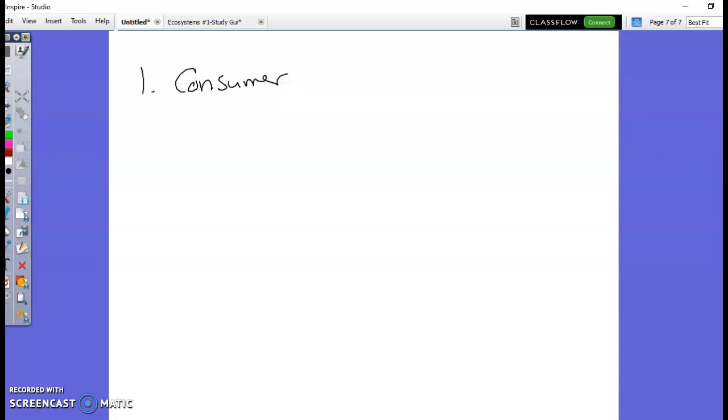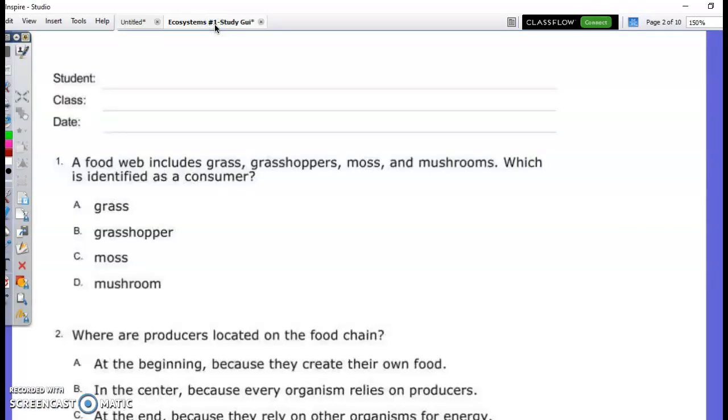What is a consumer? So, what is a consumer, class? Dawson says something that eats. That could be an herbivore, carnivore, or an omnivore, right? Correct? We go back. A food web includes grass, grasshoppers, moss, and mushrooms, which is identified as a consumer. Which of these 4 things eats? Does grass eat? Does moss eat? Do mushrooms eat? But grasshoppers do eat grass, so your answer is B, grasshopper.